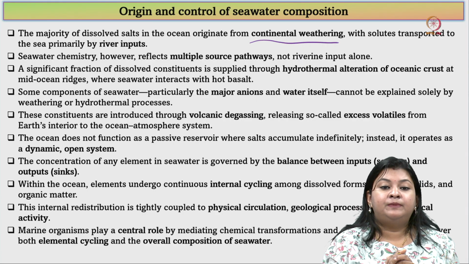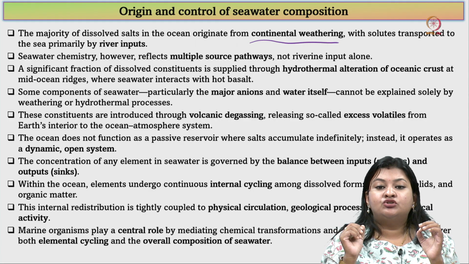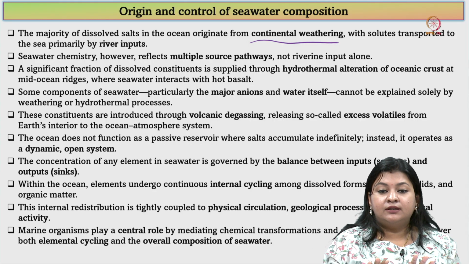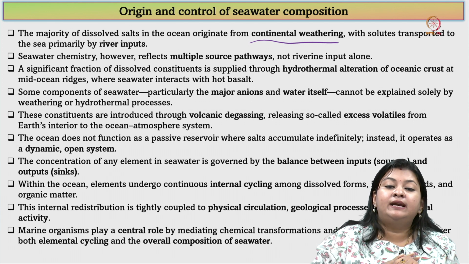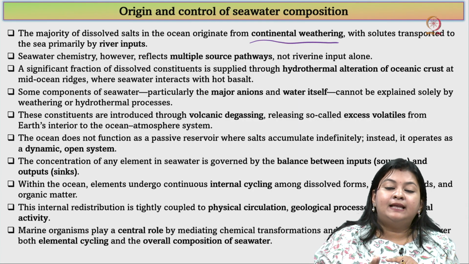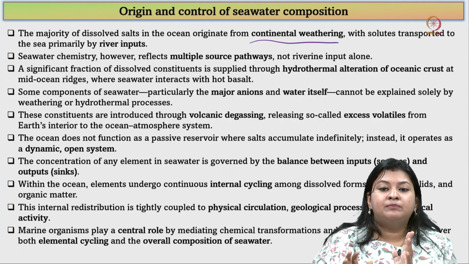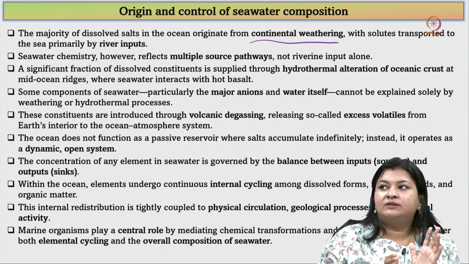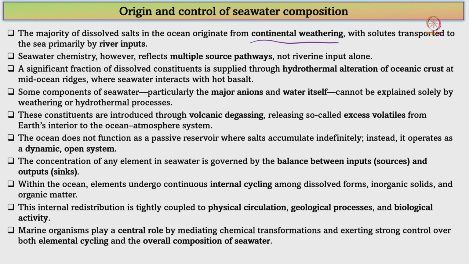Marine organisms play a central role by mediating chemical transformations. They make new products, they break down products, and they exert a strong control over the elemental cycling and the overall composition of seawater. So, what we see in the seawater cannot be directly related to only the inputs and the outputs. We have to understand the entire range of processes happening, inorganic processes and organic processes. In oceanography organic processes are extremely important, as compared to terrestrial systems, where sometimes we forget that the elements can also be cycled internally by the organisms, by the biota. But in oceanography, you can never forget the extremely important role that marine organisms play.